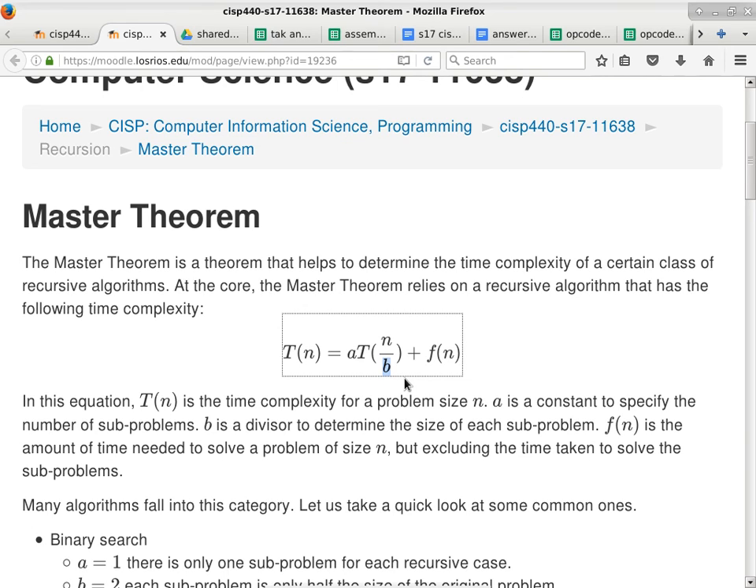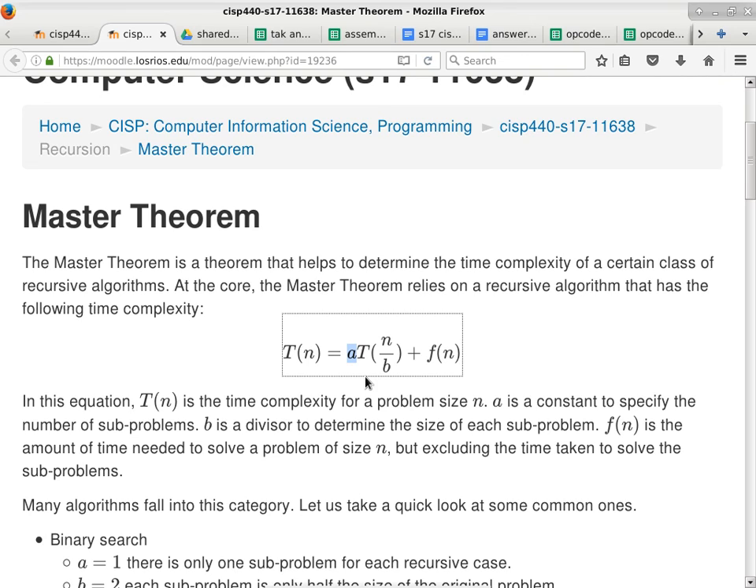a is a scaling factor. It's saying, for each smaller problem, how many of these smaller problems do we have to solve? In the binary search case, a is just 1. Because b is 2, you're dividing the problem into 2 halves, but you only have to act on 1 half. The other half you can just rule out. Is that okay? So in binary search, a is 1, b is 2.